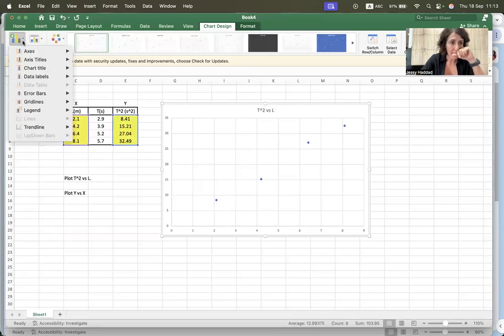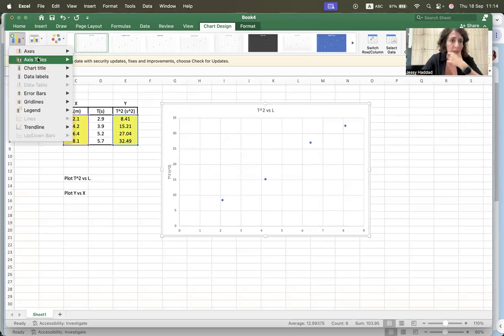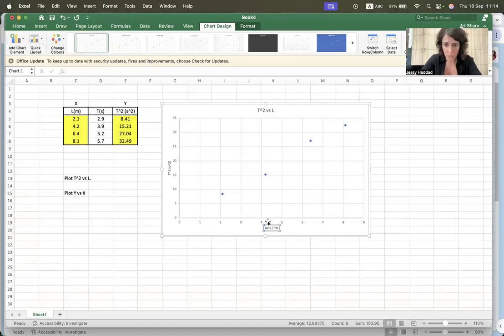I'm going to click again. This is the vertical axis. The vertical axis for me is going to be t squared. I'm going to add a unit, second to the power 2. Okay, click again. I would like to go to the horizontal, and this is L.